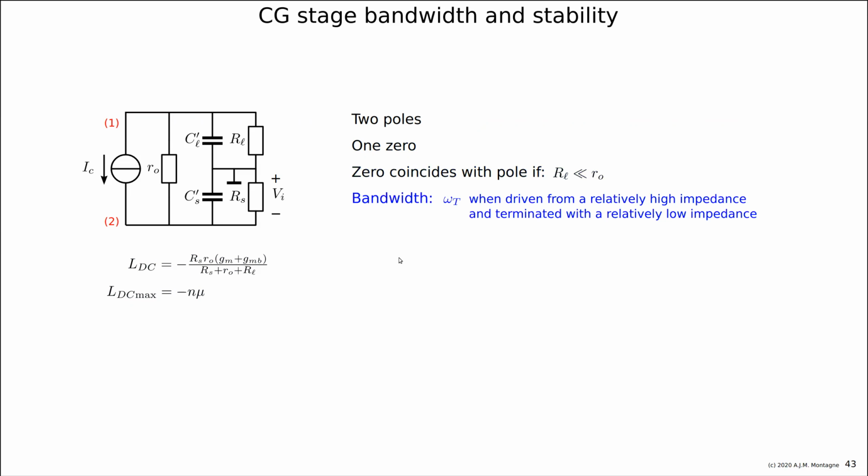Of course, that's okay. So this is often the case in practical situations, by the way. So we will see this. And then the bandwidth is omega t, and it's a first order system. So when the CG stage is driven from a high impedance and terminated with relatively low impedance, and RO is quite a large impedance if you have a good FET, so that means the load is quickly, you have already this effect. So it means you have just a single pole system, just omega t.